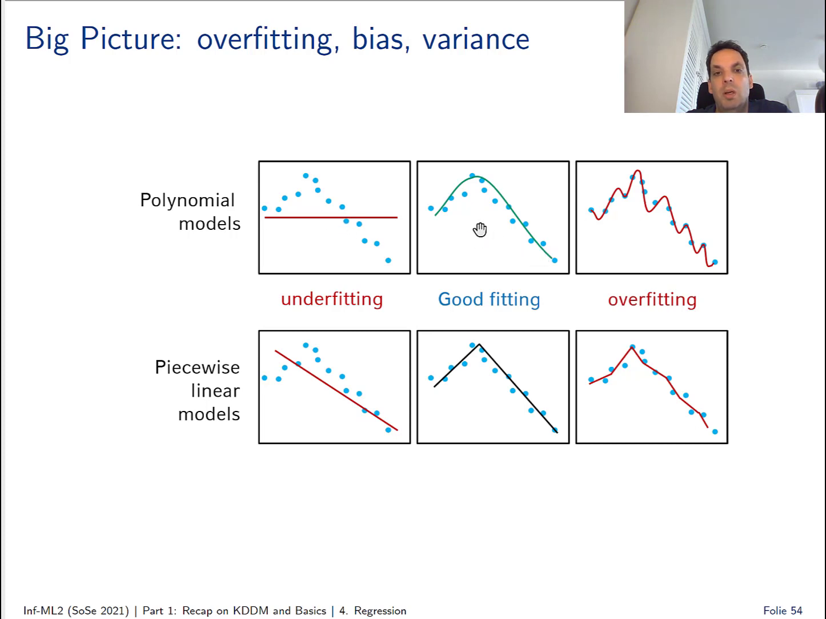So that would be if we use polynomial models. If we use piecewise linear models, again we have the problem of underfitting, good fitting, and overfitting.